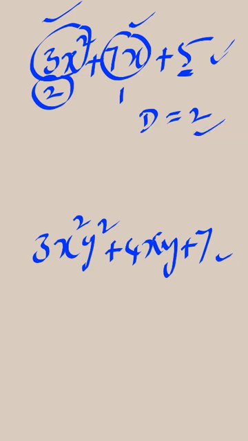One more example here. See the first term. What is the degree of the first term? Here x square y square. Just add the x and y powers. So that is 4. 4 is the degree of the first term.